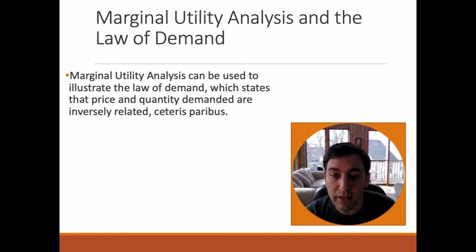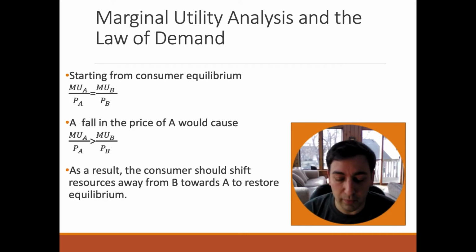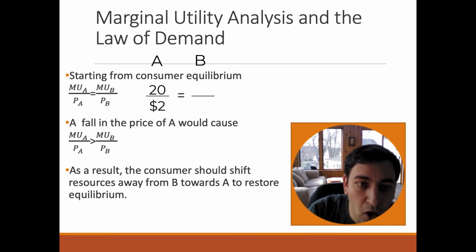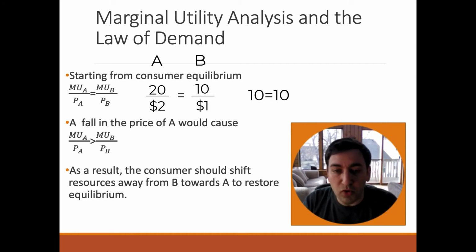So marginal utility analysis can help us illustrate the law of demand, and we're going to see that on a couple of these graphs going forward in a minute. So let's explain what's going on with equilibrium. Let's pretend for a second the marginal utility of A was you got 20 units of happiness, but it cost you $2, and the marginal utility of B is 10 units and it costs $1. So right now you're in equilibrium. You're spending an equal amount.